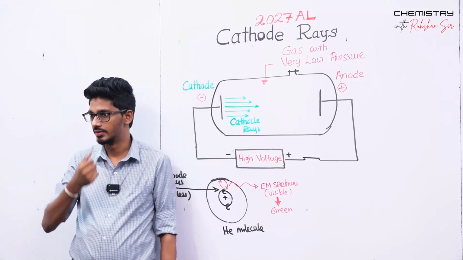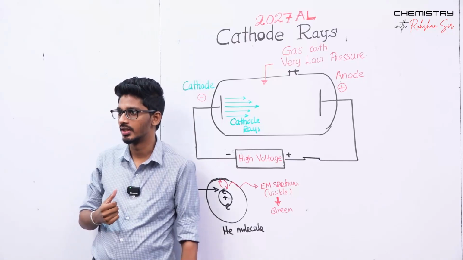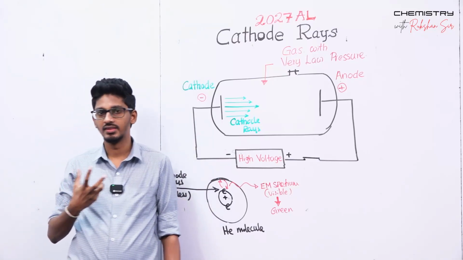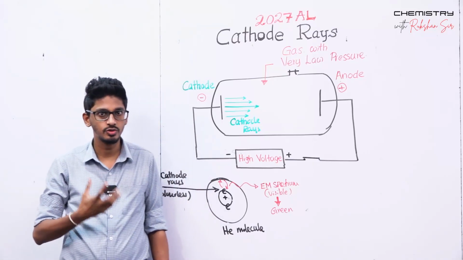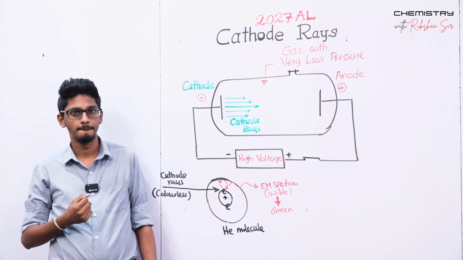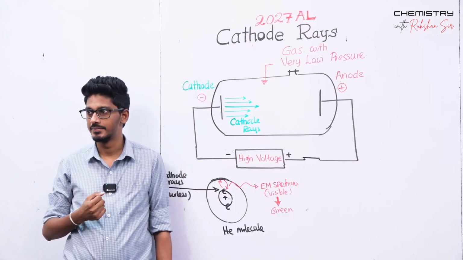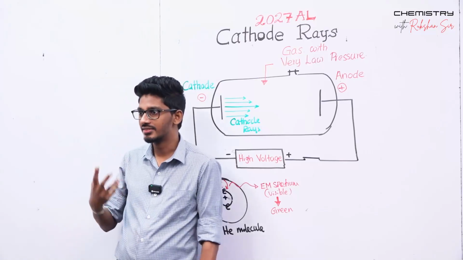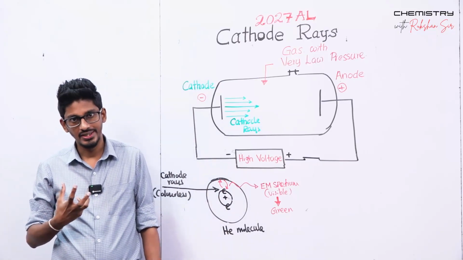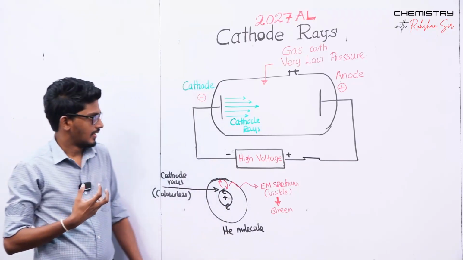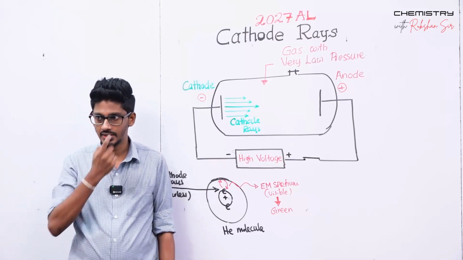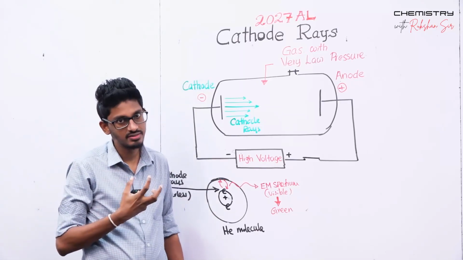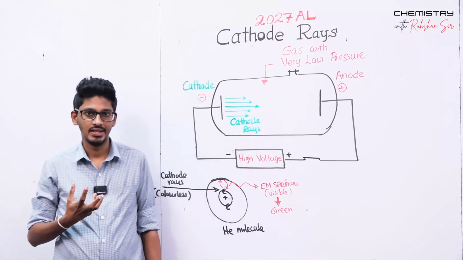Any idea from you guys? Is there any idea why we need this kind of a very low pressure to see the cathode rays? No. Right. Let's discuss why we need a low pressure. Let's discuss a bit about the concept of pressure.